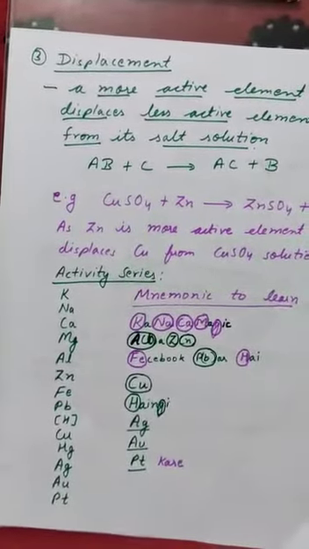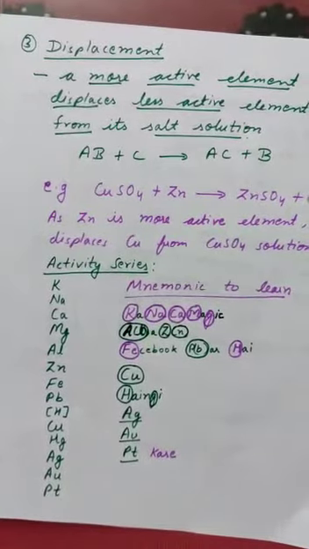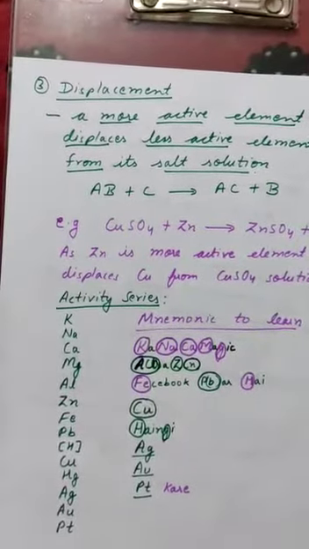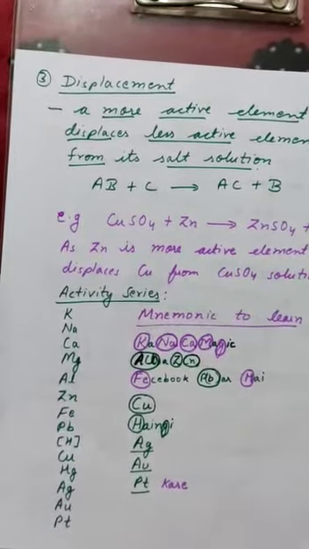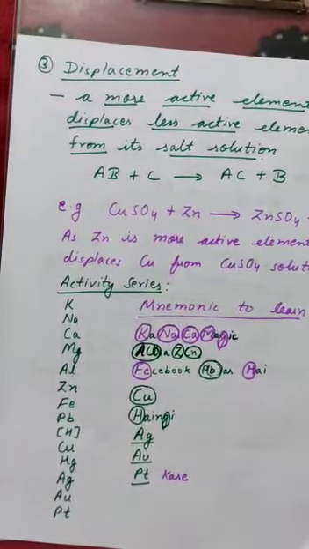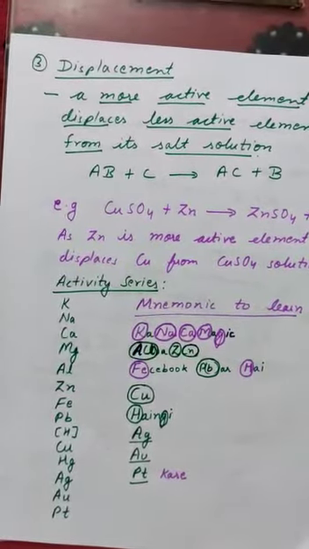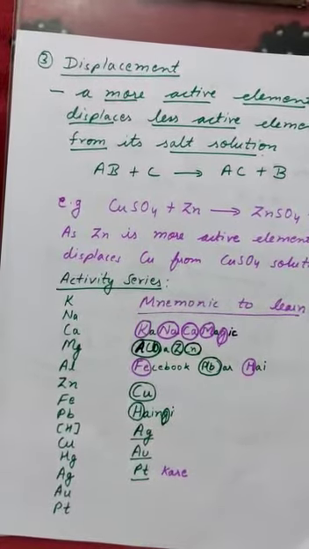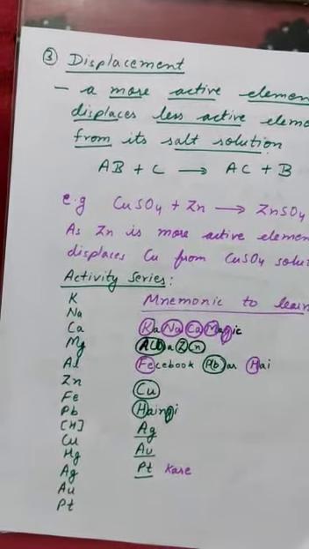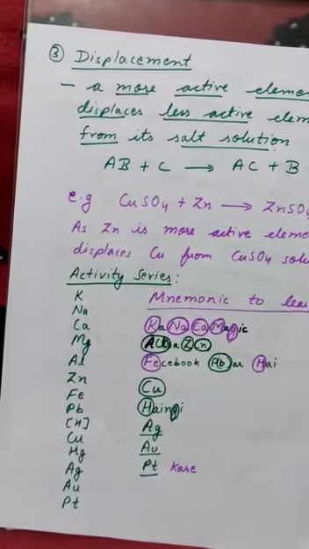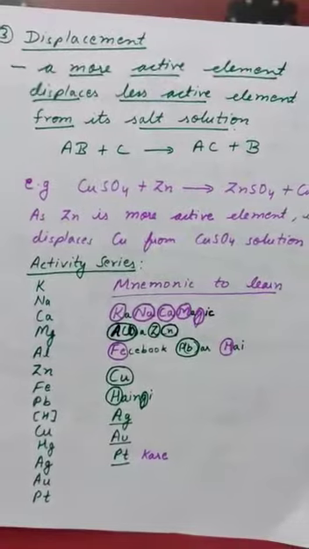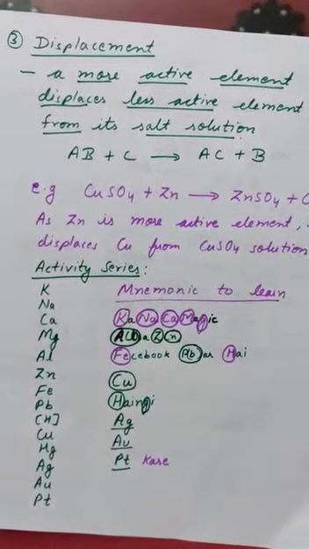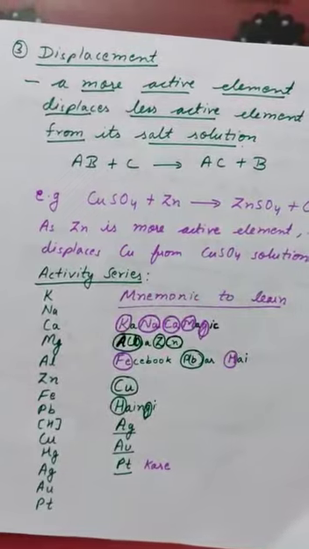Then the next type of chemical reaction is displacement reaction. Displacement reaction is a reaction in which a more active element displaces a less active element from its salt solution. For example, if AB reacts with C, and C is more active than B, it will displace B from solution AB to form a new substance, that is AC, and B is given out.